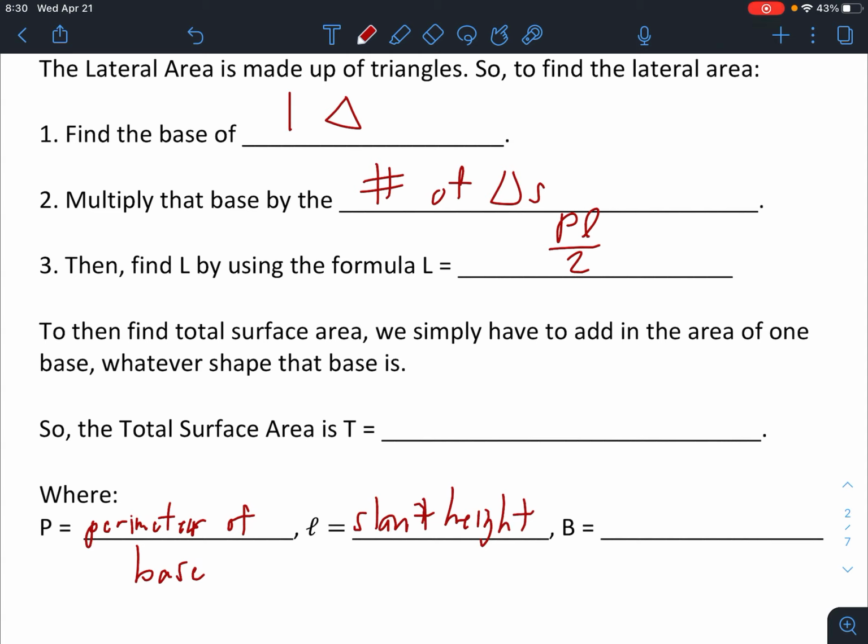All right, the next line here. To find the total surface area, we simply have to add in the area of one base, because there's only one base, whatever shape that base is. So we take our lateral area, and then we add in B, where B is the area of the base.